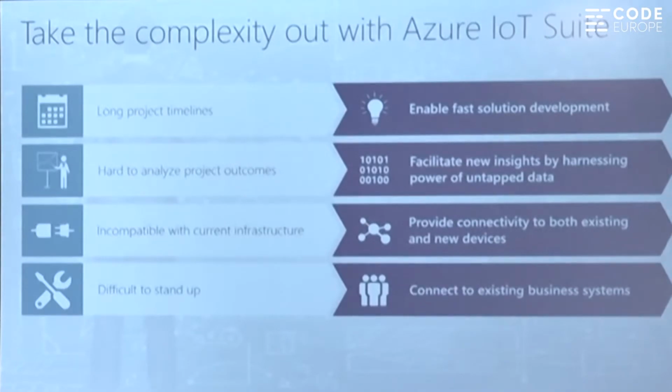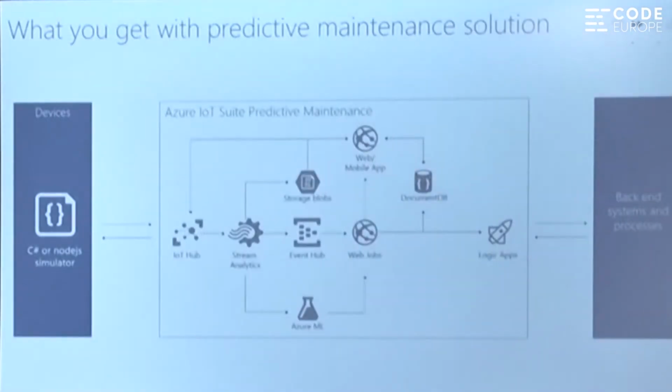It's a couple lines of code. And then connect to existing business systems, which is important. So if you have existing systems that have data that you need to process, Azure IoT Suite can help you there. So this is a typical architecture, and it's similar to what we're going to do here.